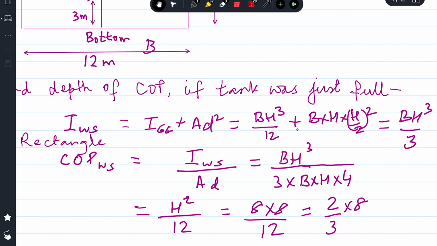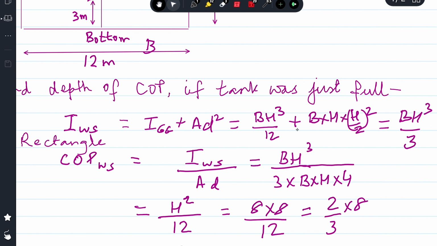Then the area of the rectangle, because this area is supposed to be the area of the immersed surface, and we are assuming that the tank is just full. So the whole of the tank is immersed, and the area is breadth into height. The complete area we have to take because the tank is just full. And what will be the d square? D is the distance between the two axes. One axis is passing through the centroid, and the second axis is at the water level.